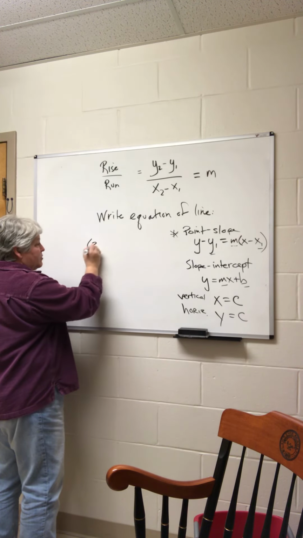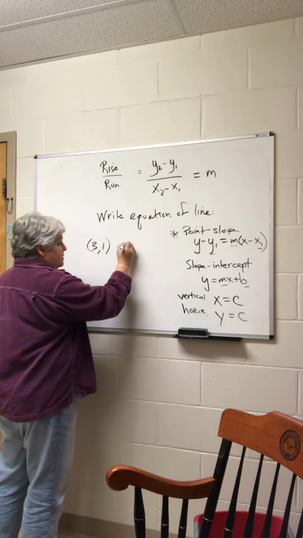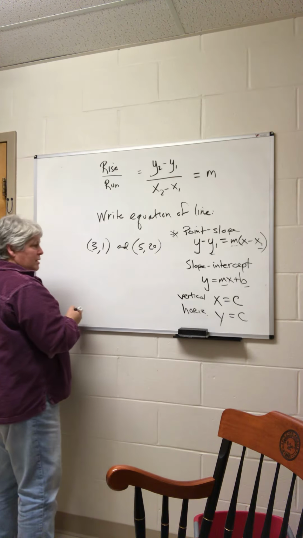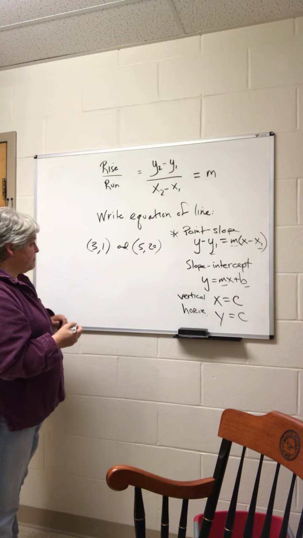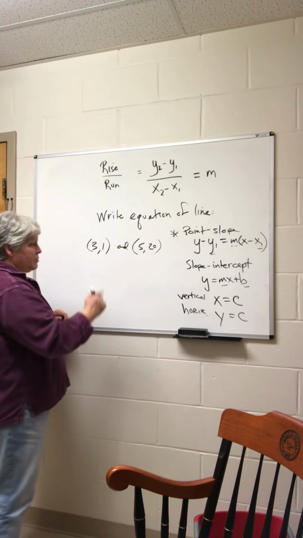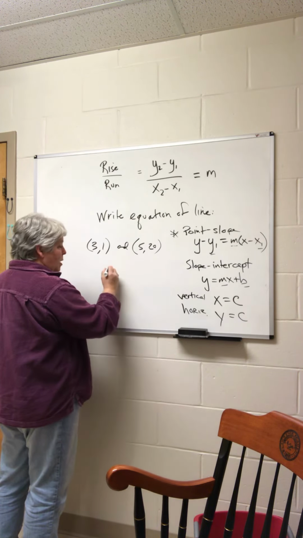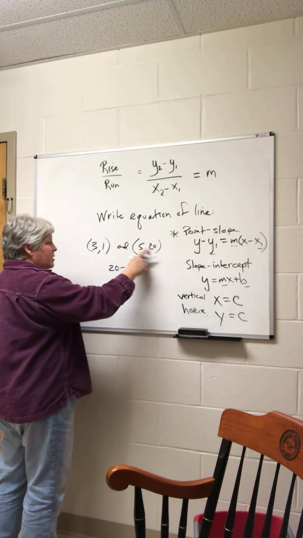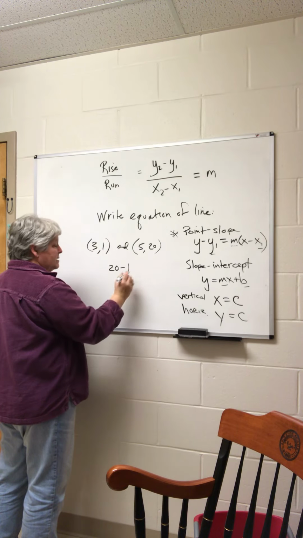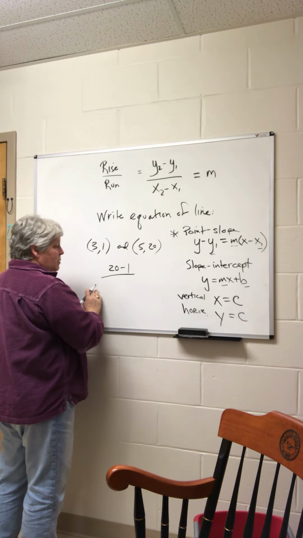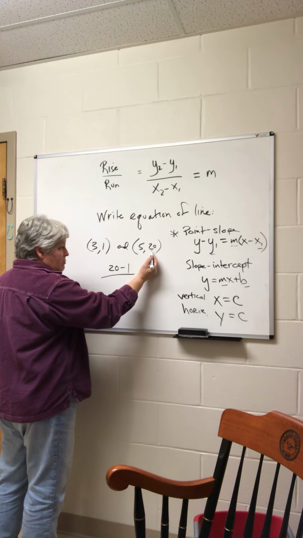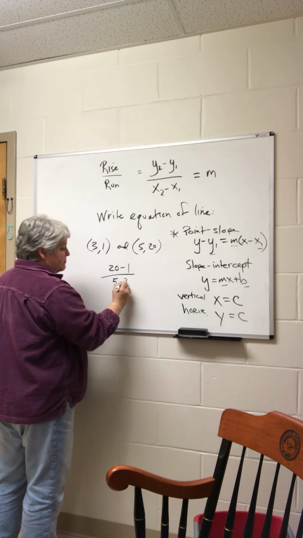So for instance, (3, 1) and (5, 20). If I wanted to know the slope there, I would just take one y minus the other y. Again, I could have gone 20 minus 1 or 1 minus 20 and it wouldn't have mattered. But when you go to put the difference of the x's on the bottom, stay consistent. If I start with that point for my y's, start with the same point for my x's.